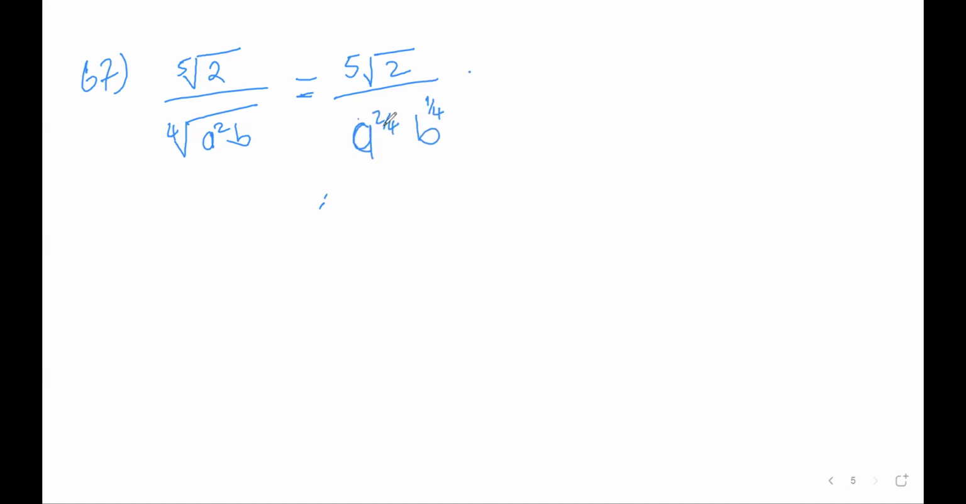I see that 2/4 simplifies to 1/2. Or I can still leave it this way. I'll write it as the 5th root of 2 divided by a to the 1/2, b to the 1/4, because 2 divided by 4 is basically 1/2. So that said, I ask myself, what do I need to add to a half to make it 1? I need a half.